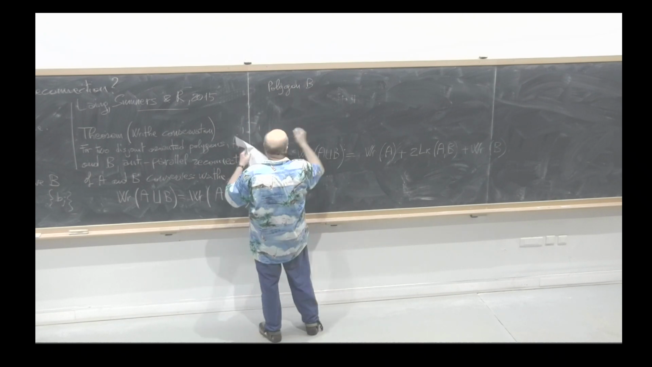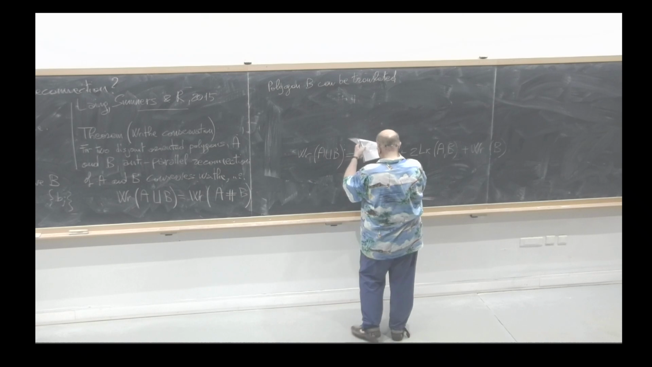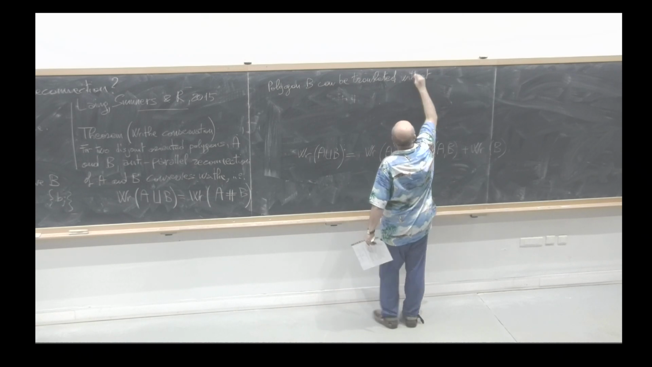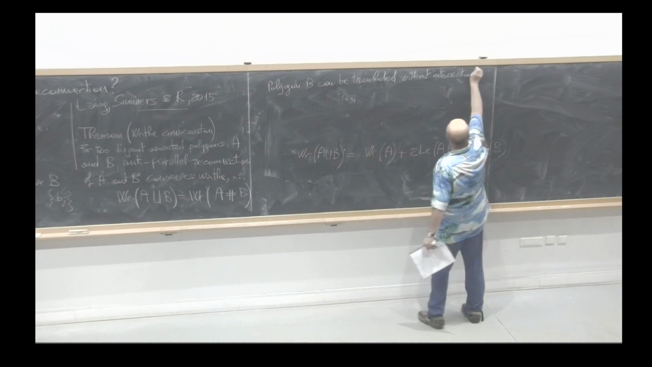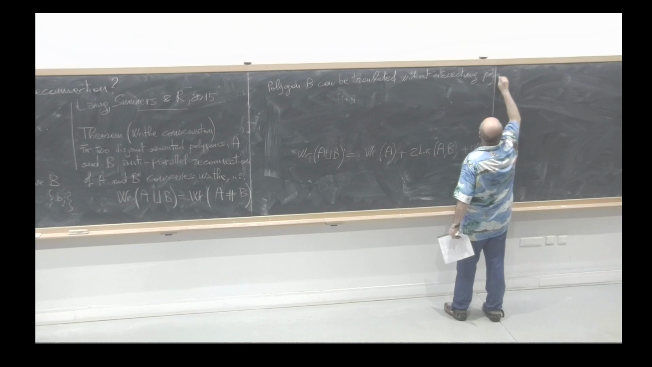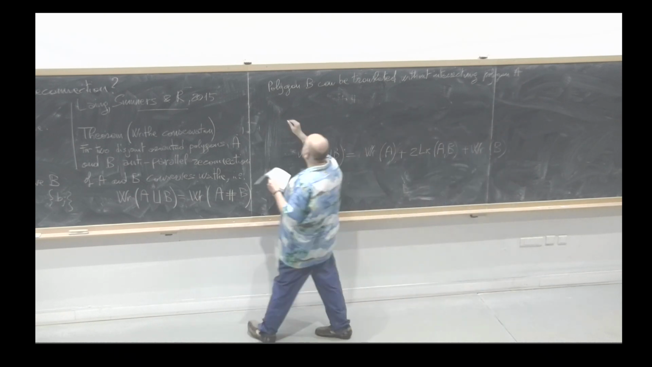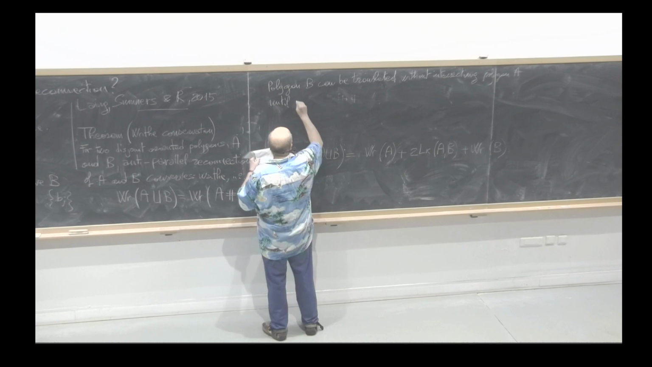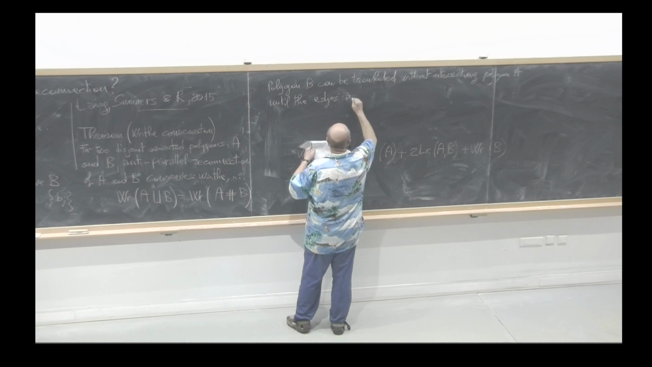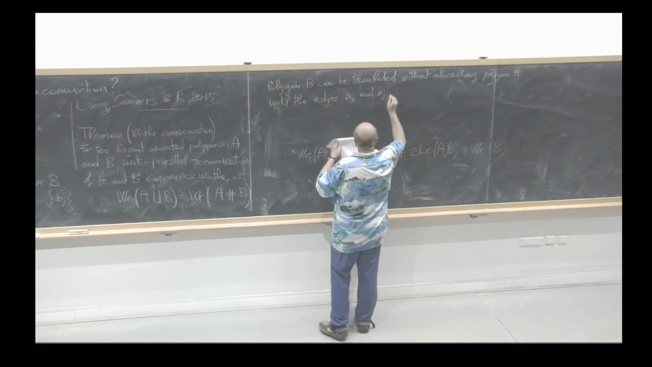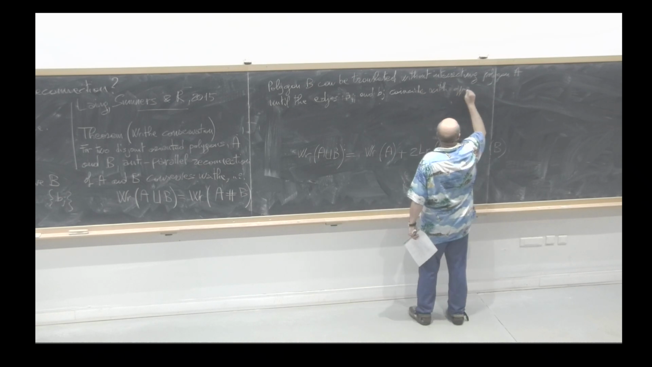B can be translated without intersecting, or better say, without intersecting polygon A, until the edges AI and BJ coincide with opposite orientation.